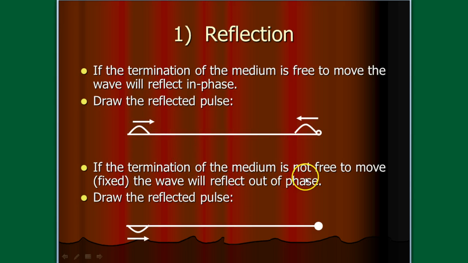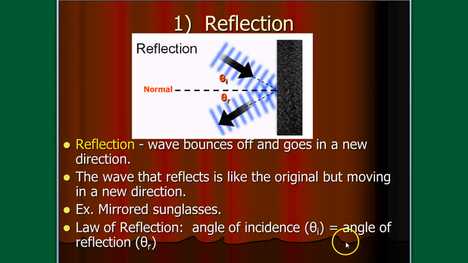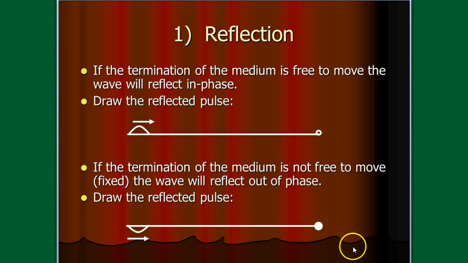But if the termination of the medium is not free to move, that means it's fixed in place, it can't move, the wave reflects out of phase. That means if it comes in as a trough, it comes out as a crest, or vice versa. So if the end of the medium is free to move, the wave reflects in phase. If the end of the medium is not free to move, or fixed, it'll reflect out of phase. Okay, so that's reflection. The only thing you needed to add to your notes again is this law of reflection, which is actually very simple.